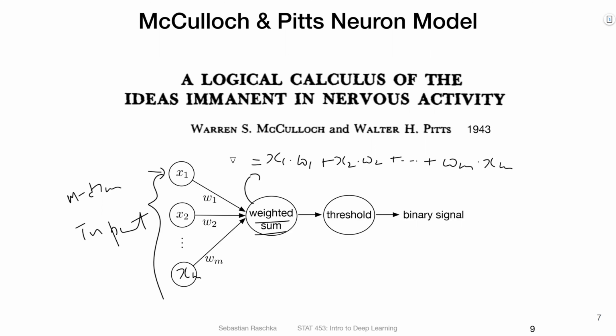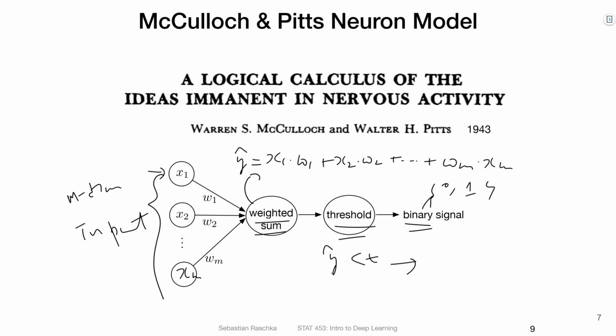And after we get this value, let's say this value is y hat, we're going to threshold this value. And if this value, y hat, is smaller than this threshold, we're going to output a binary signal. Binary signal means the output can have only 0 or 1. No other values are allowed.